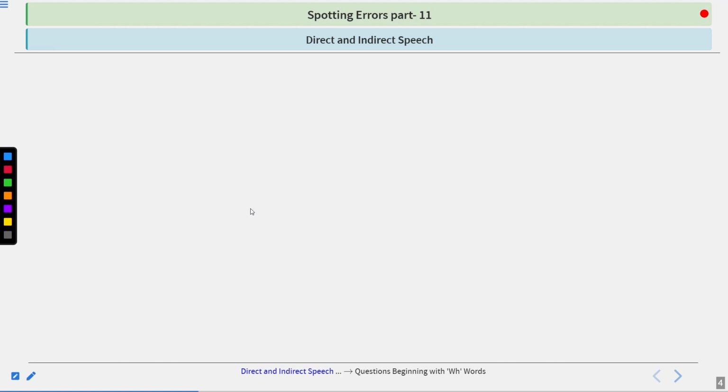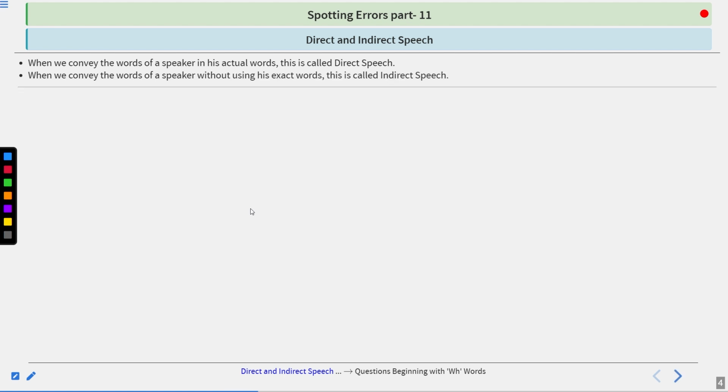Direct and indirect speech. First of all, we need to know what is direct and what is an indirect speech. Let's read the definition. When we convey the words of a speaker in his actual words, this is called direct speech. So when we use the speaker's actual words, it becomes a direct speech. And when we convey the words of a speaker without using his exact words, this is called indirect speech. So in indirect speech, we have to do some changes. That's why it is known as indirect speech. I hope you have understood.